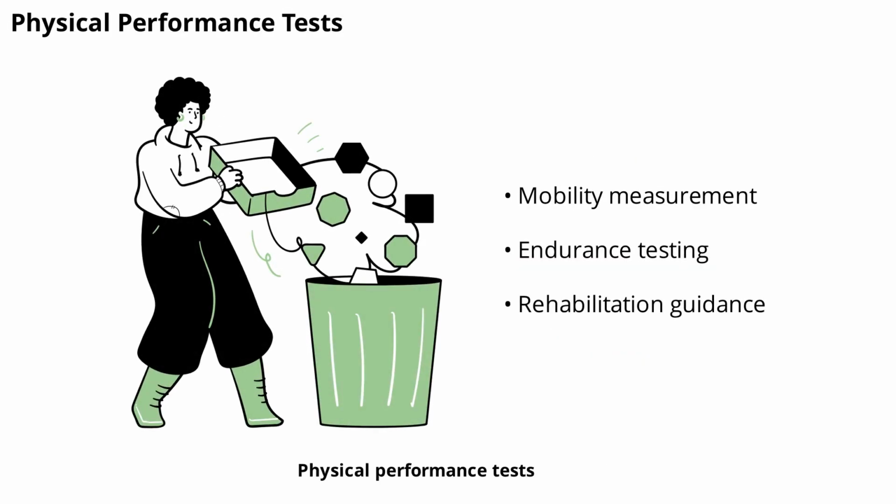Physical performance tests such as the Timed Up and Go (TUG) test or the 6-minute walk test measure mobility and endurance. These tests involve simple activities like standing up from a chair, walking a short distance, or climbing stairs. Results provide objective data on how osteoarthritis affects movement and can help guide rehabilitation.